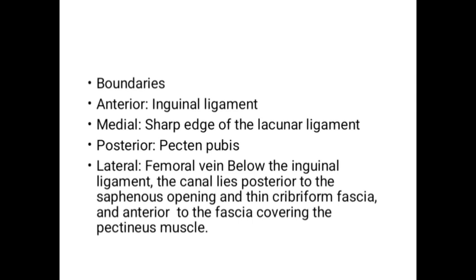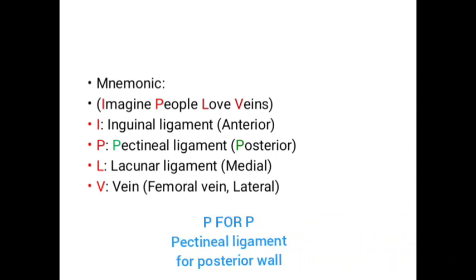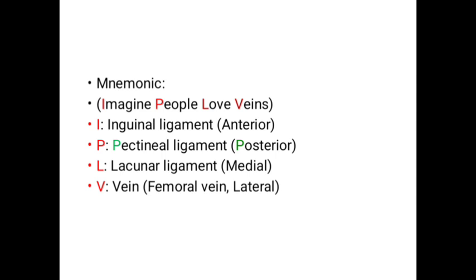Here's a mnemonic that can help you remember these boundaries: Imagine People Love Vein. I for inguinal ligament, P for pectinate ligament, L for lacunar ligament, V for vein, the femoral vein. The inguinal ligament forms the anterior border, the pectinate ligament forms the posterior border, the lacunar ligament forms the medial border, and the vein forms the lateral border.